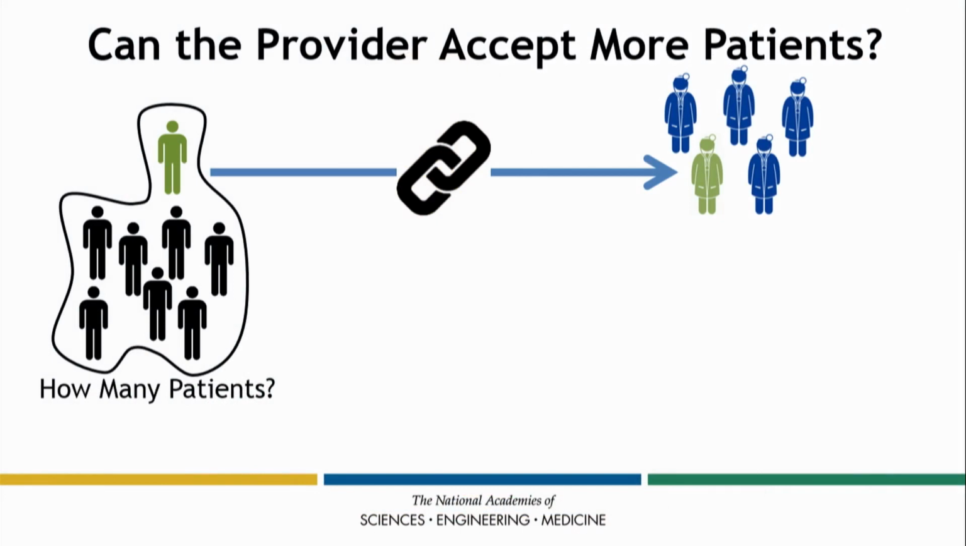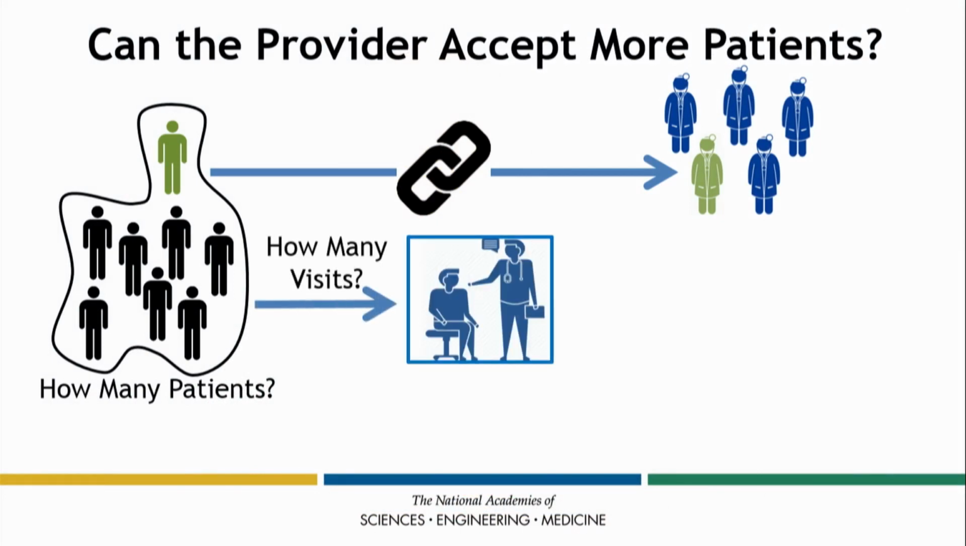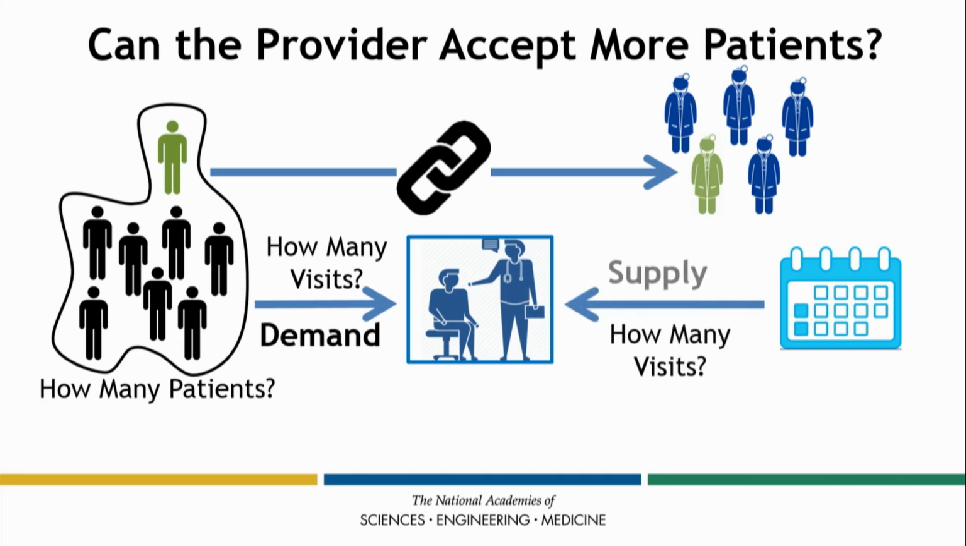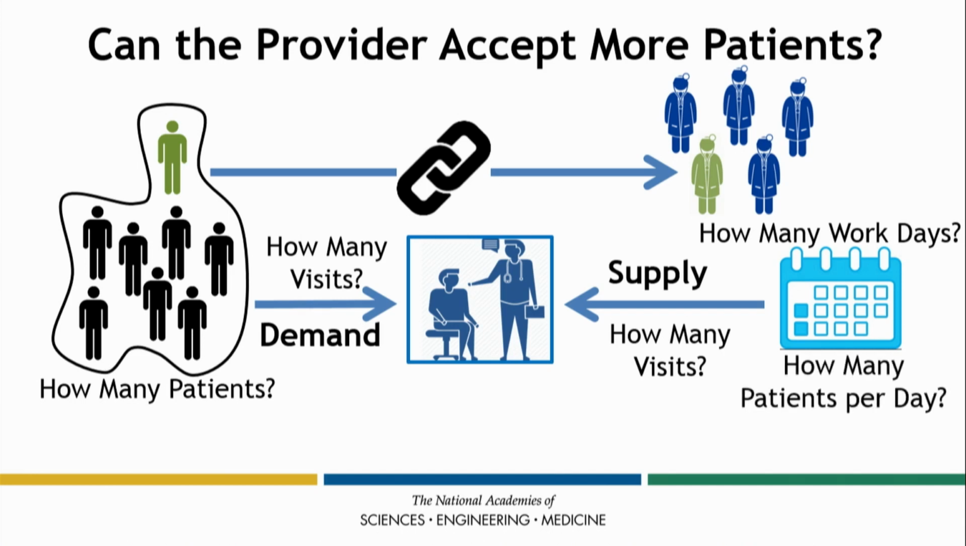Okay, how many patients can each PCP manage? And then how many visits do their patients generate? This is the panel demand. And we would compare that to how many visits the PCP can actually see. That's the supply or capacity of the provider, and that's usually determined by how many days they work and how many patients they can see per day. So when demand is less than or equal to supply, then the provider can accept new patients onto their panel. Otherwise, the provider should be closed to accepting more patients until they're balanced.